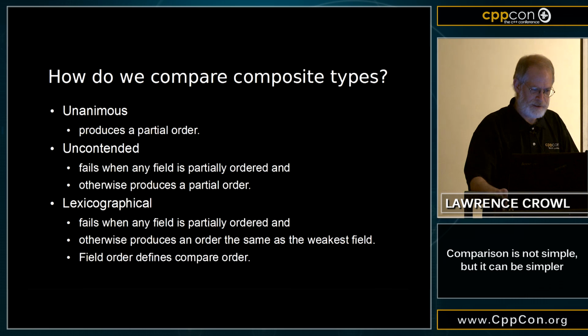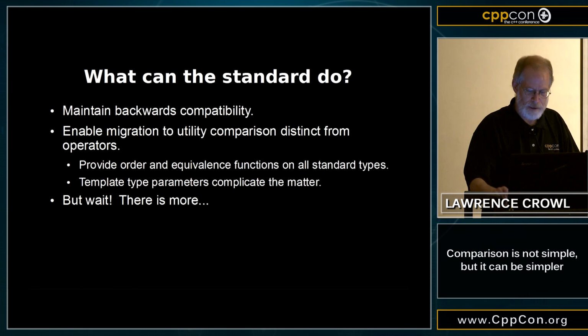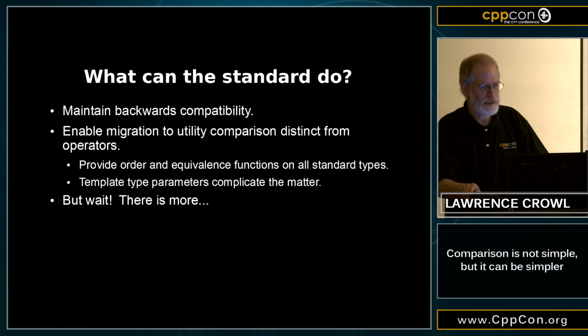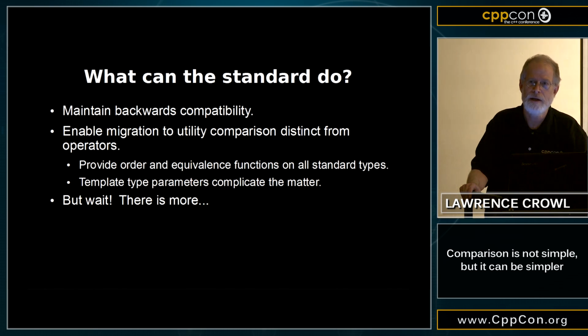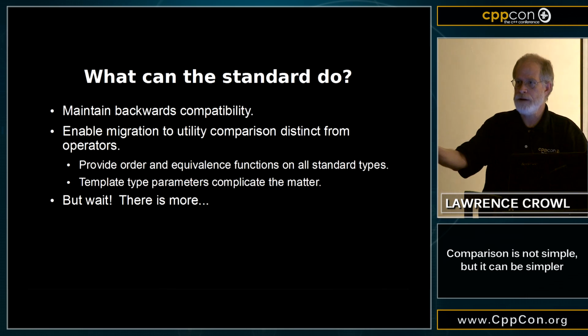All right. So now you have an approach of what you can do, but it's not exactly nice. So what can the standard do? Well, the first job the standard has to do is maintain backwards compatibility. We simply cannot afford to break trillions of lines of code. But what we can do is enable migration to separating out comparison on the application domain with operators and comparison for the utilities with comparators.